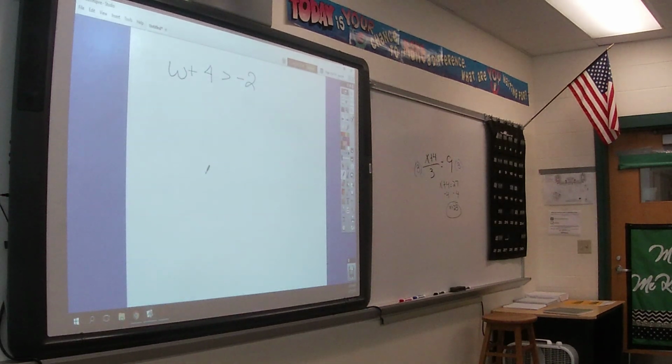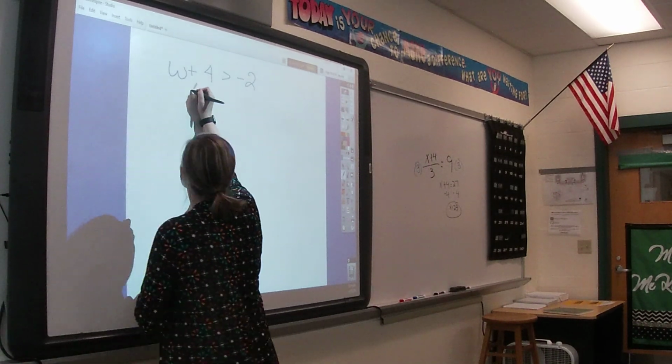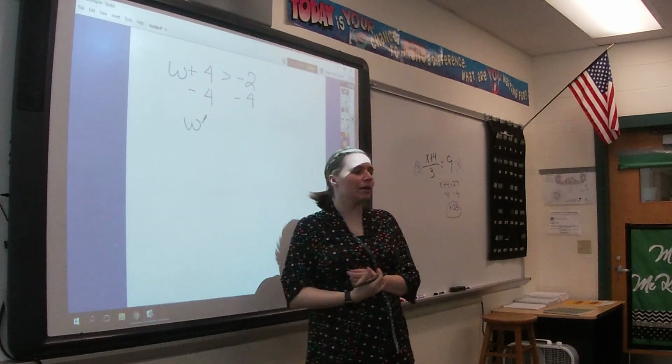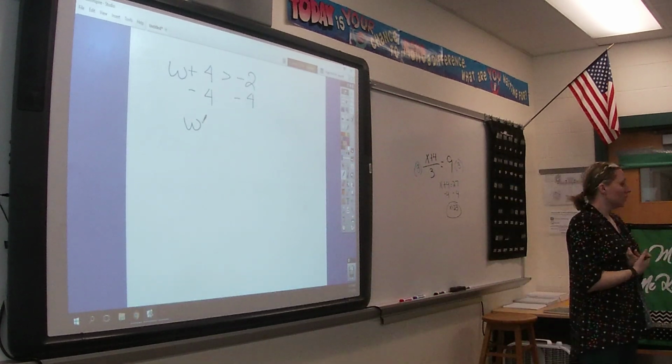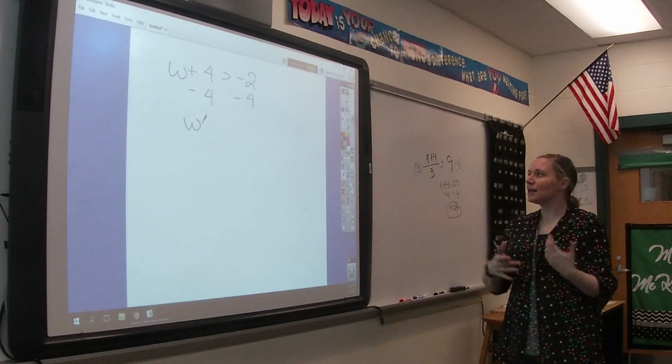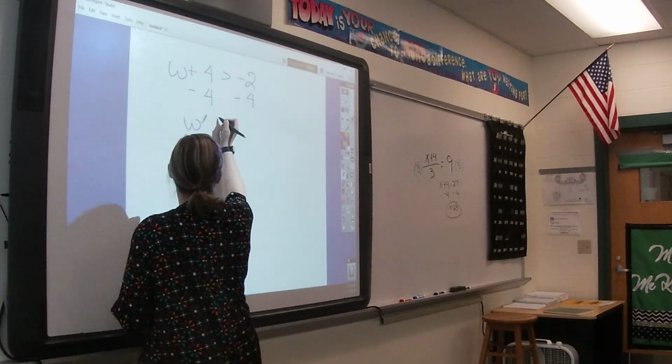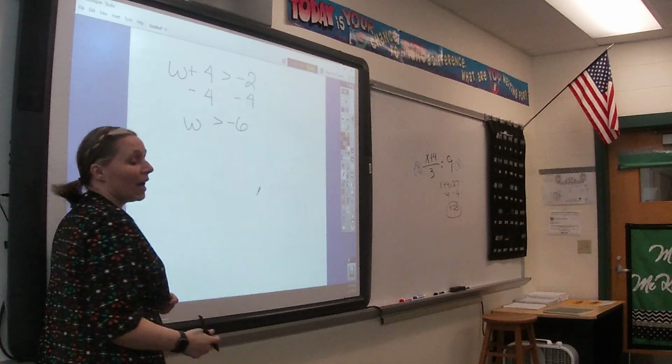Okay, so how about w plus 4 is greater than negative 2? What am I going to do to solve this? Subtract 4. Do I need to flip the sign on this one? No, it's just subtract. No, right? I'm subtracting. Yes, there are negatives involved, but it's not multiplication or division. So my sign stays the same.